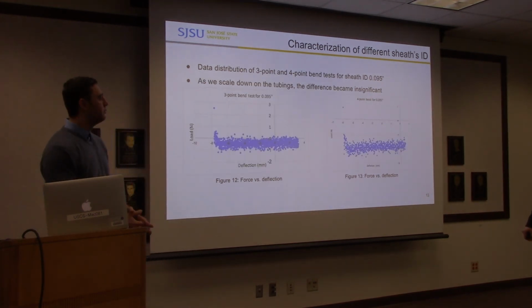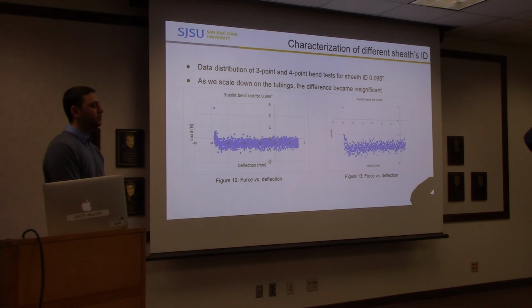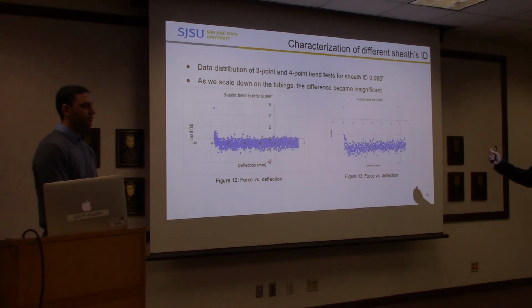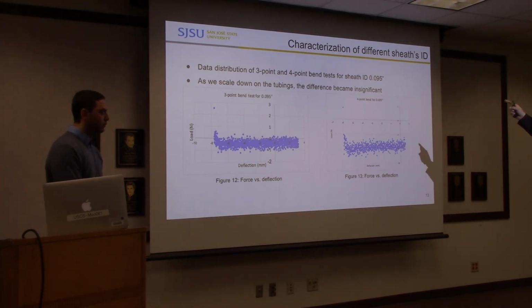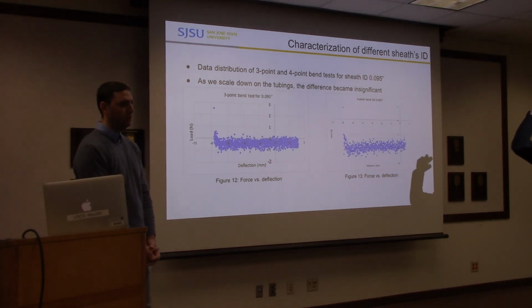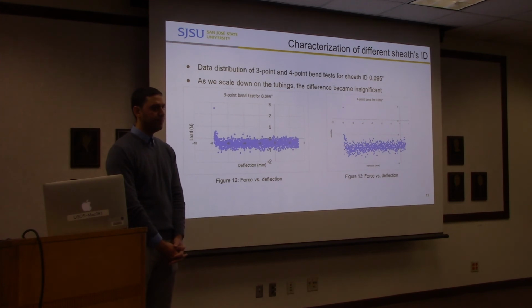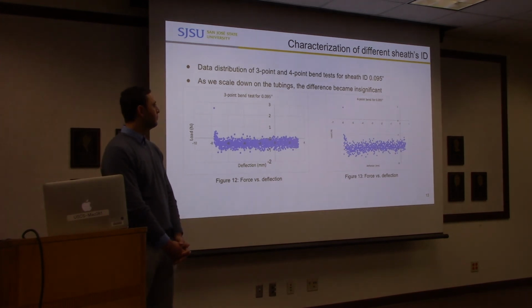And we did the same test for the smaller size, so we scaled down the size of the catheter. As we scale down the size, the difference became insignificant, because one of the problems is that the load cell on the instrument machine is way too big compared to what the small sheath can handle. So it didn't give us really meaningful data for that, unfortunately.